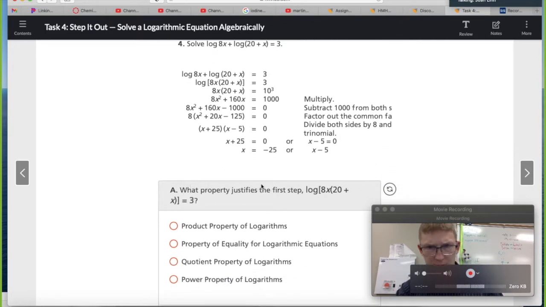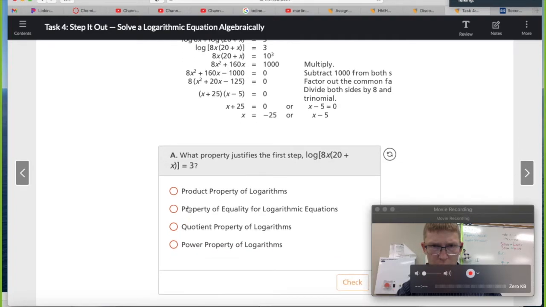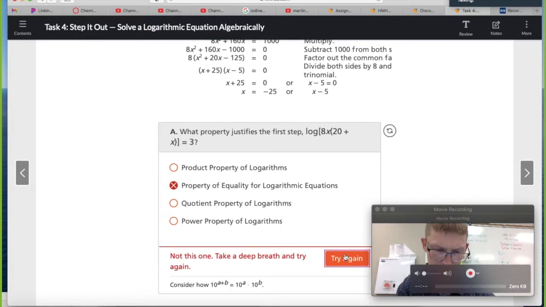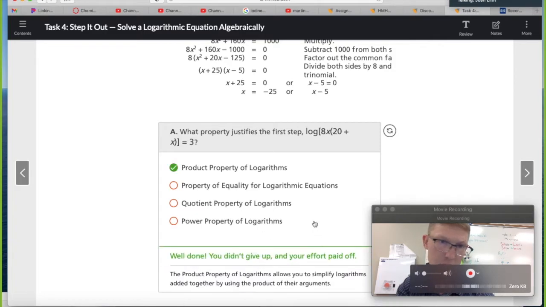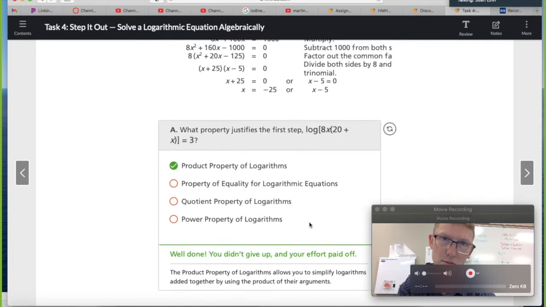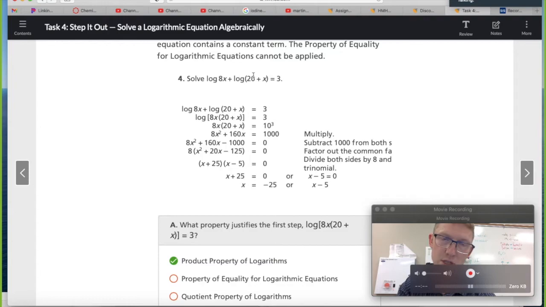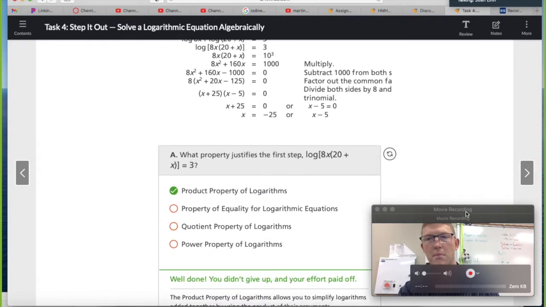So let's see, what property justifies the first step? That would be the property, let's see, we added, which is a, no, quotient, power. Is it that one? Take a deep breath. Product is when you multiply things together. Or not, maybe I'm wrong. Oh, because it's multiply. I was looking for addition. My bad.